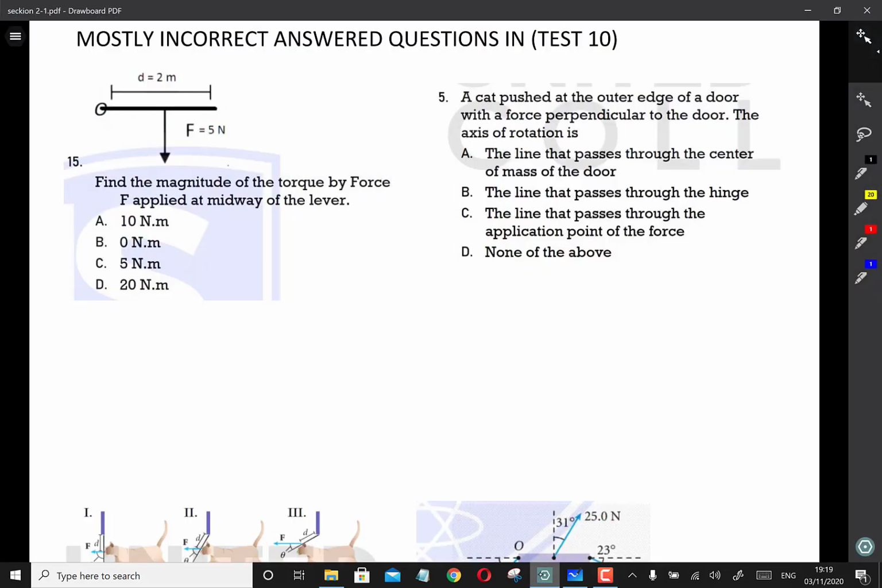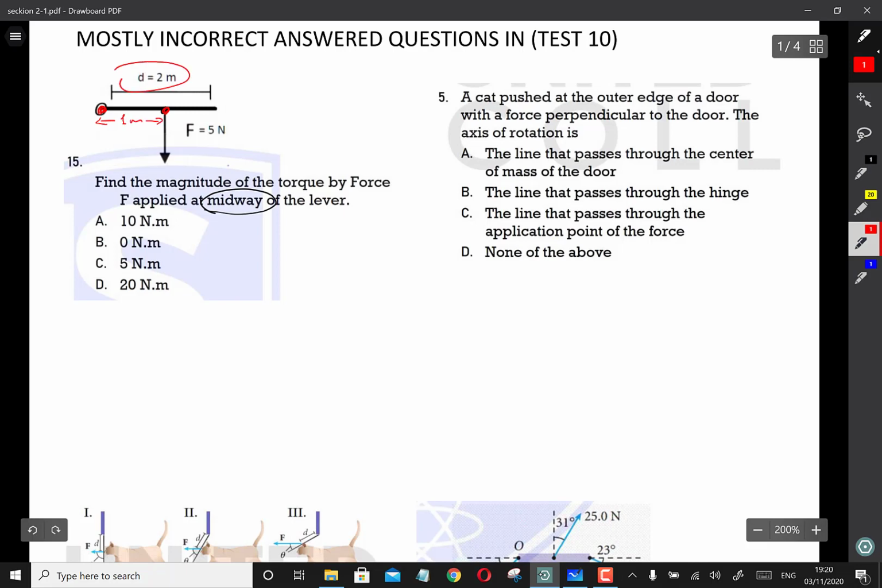Okay, now these are the most incorrectly answered questions in test 10. Question number 1: find the magnitude of the torque by force F applied at midway of the lever. So it's the midway. Right here the force is applied. This is where the force is applied. This is where the axis of rotation is. So the distance we are going to use is that distance, which is equal to 1 meter.